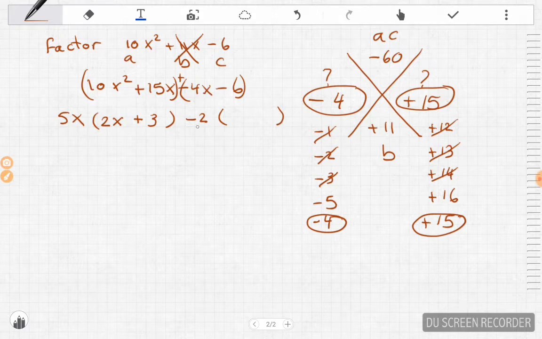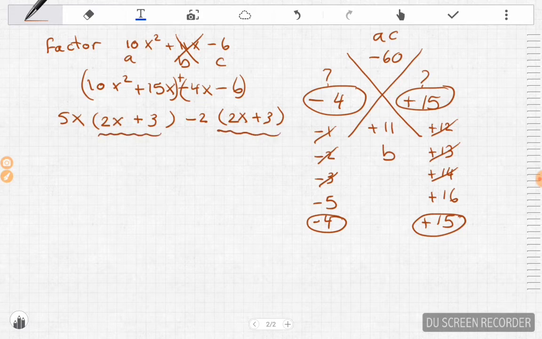Negative 4x divided by negative 2. Negative divided by negative is positive, and 4 divided by 2 is 2. And x divided by nothing here, it's going to stay x. And let's divide negative 6 by negative 2. Negative divided by negative is positive, and 6 divided by 2 is 3. Oh, look at that. I have 2x plus 3 repeated. That means I'm on the right track.